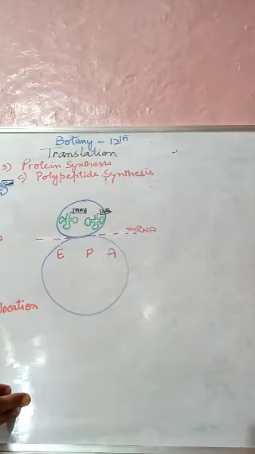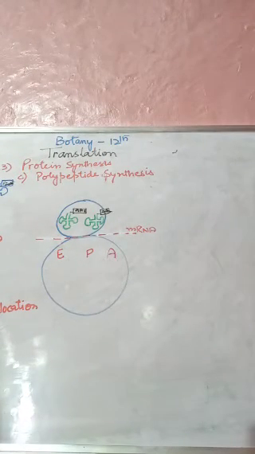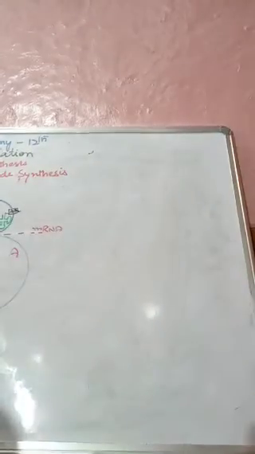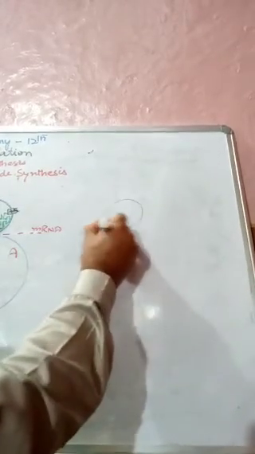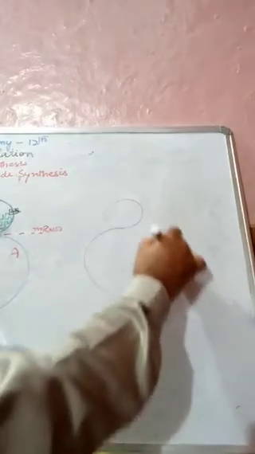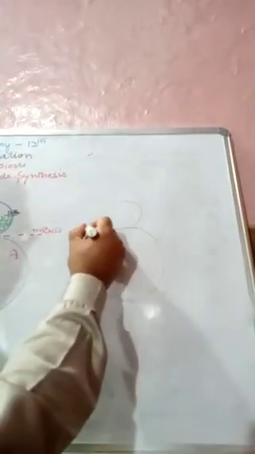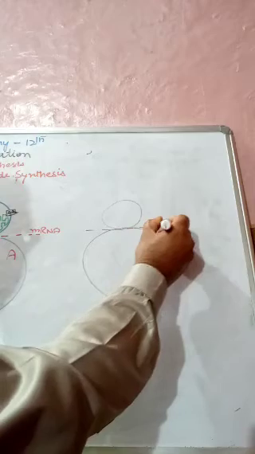Now a situation will come, a situation like this also comes, where this is the ribosome, this is the smaller subunit, and this is the bigger subunit. This is the mRNA on which it is moving. It is sliding, rather.